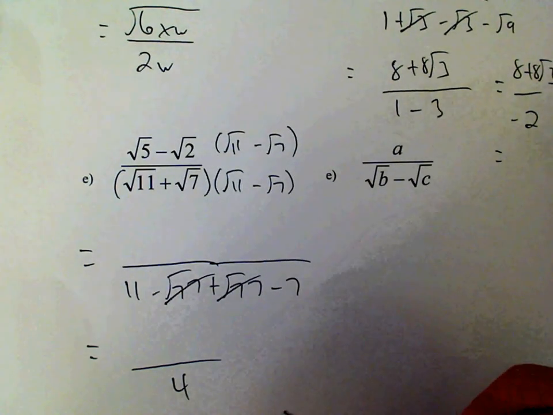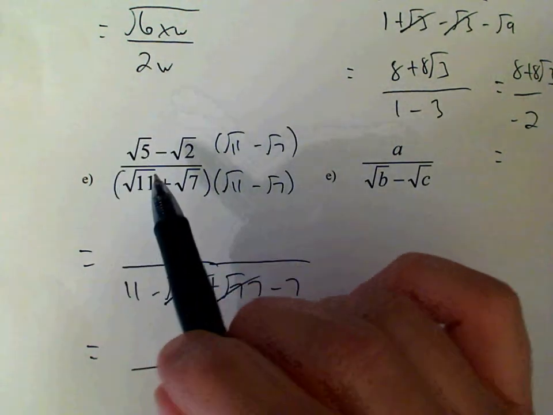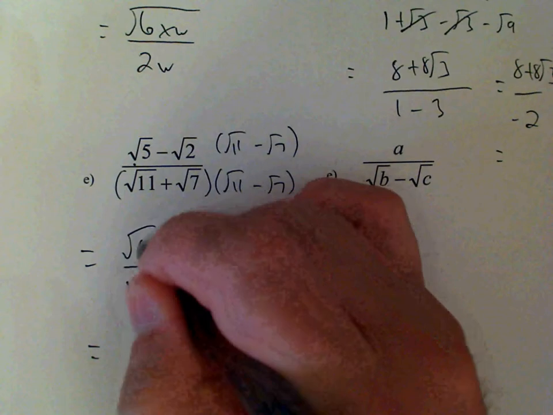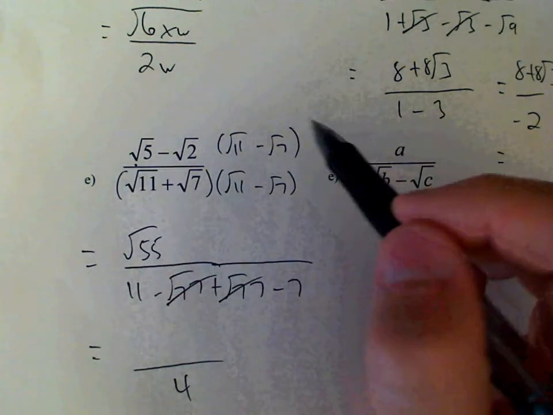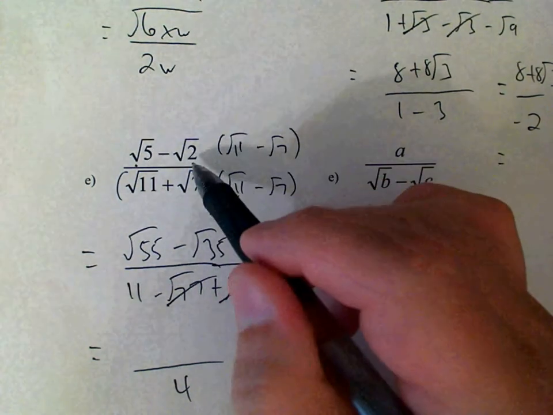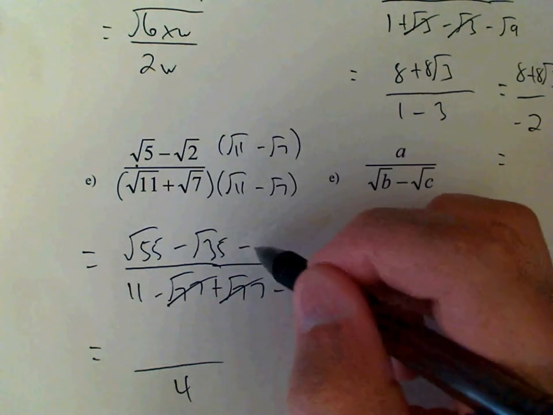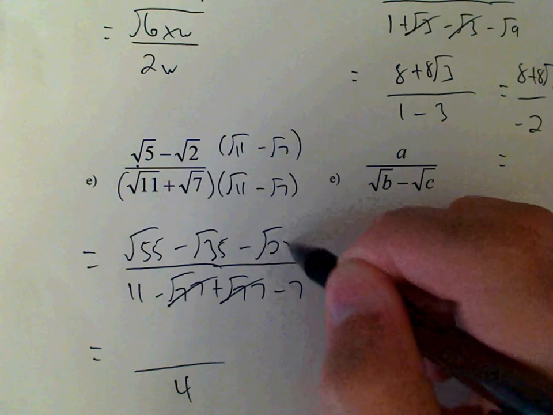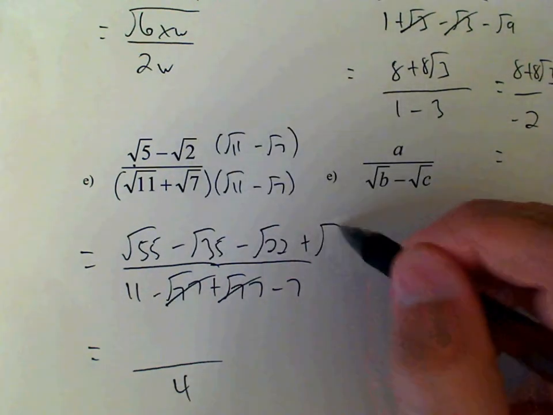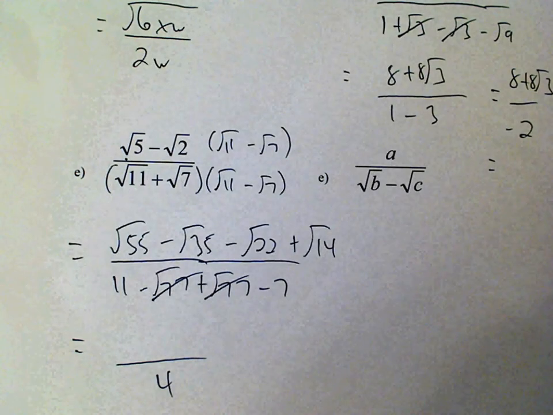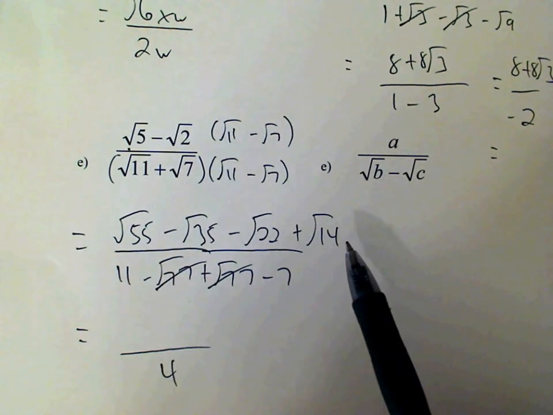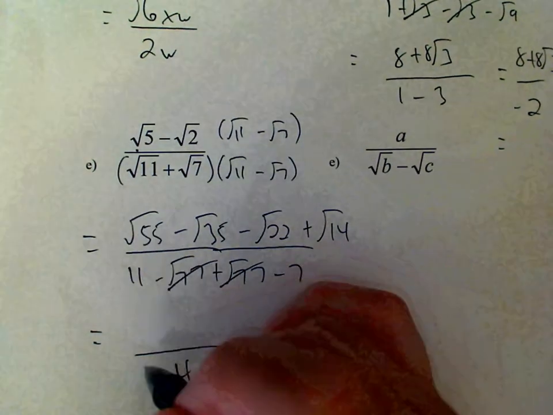Now on the top, we're going to multiply it out, like we normally do with the full method. Square root of 5 times square root of 11 is the square root of 55. Square root of 5 times the negative square root of 7 is the negative square root of 35. Square root of 2 times negative square root of 11 is negative square root of 22. The negative times the negative is a positive. Square root of 2 times square root of 7 is a positive square root of 14. Looking over quickly, nothing can be simplified, so our numerator stays as we have it.